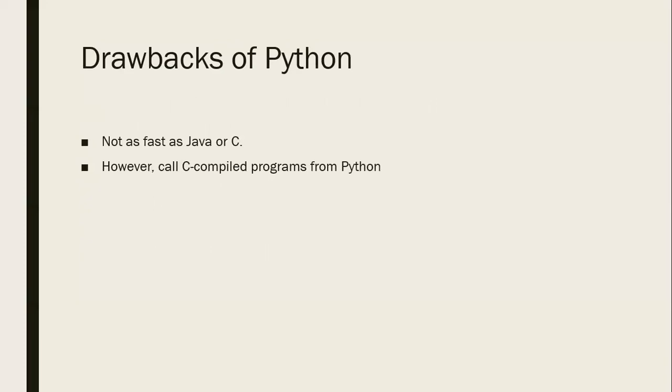Just like everything, some things have their drawbacks. Everything has its drawbacks, sorry. So the only drawback of Python is that it's not as fast as Java or C. You can, however, call C-compiled programs from Python. This gives you the best of both worlds and allows you to incrementally develop a program. If you experiment with an idea in Python and decide it's something you want to pursue in a production system, it will be easy to make the transition.